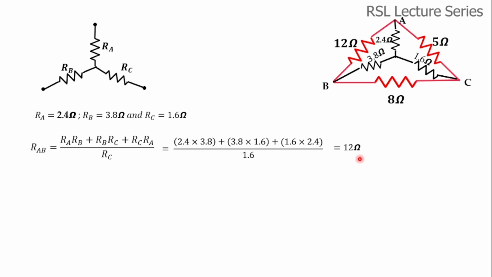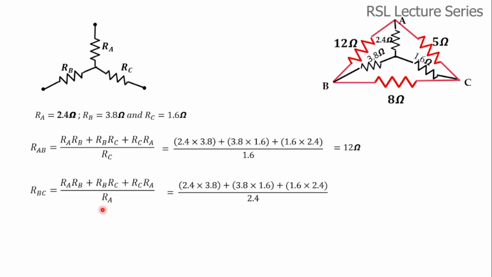Next RBC. This is the formula. The numerator will remain the same, and the denominator will be RA. So 2.4 into 3.8 plus 3.8 into 1.6 plus 1.6 into 2.4, divided by RA. RA value is 2.4. On simplification we will get 8 ohms.